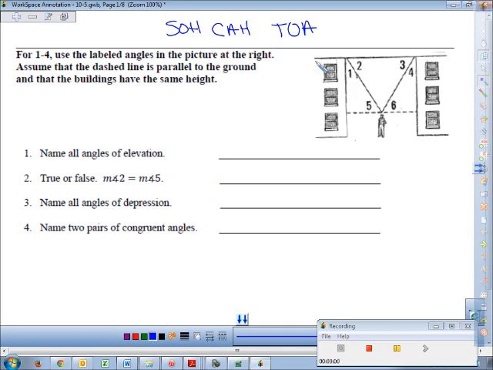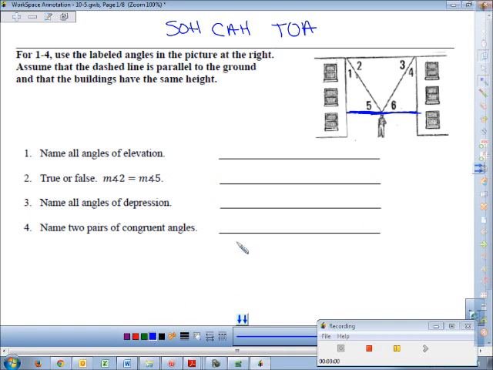Elevation means which way to you, up or down. So something, either a person or something, has to be looking up from a horizontal, right? You always base your angles of elevation or angles of depression from a horizontal. Cool? So here's our person right here. It says name all the angles of elevation. Well, what are the angles that are going up from any horizontal?